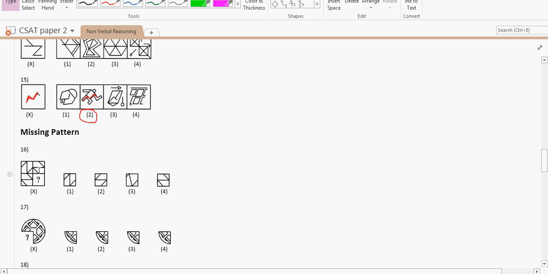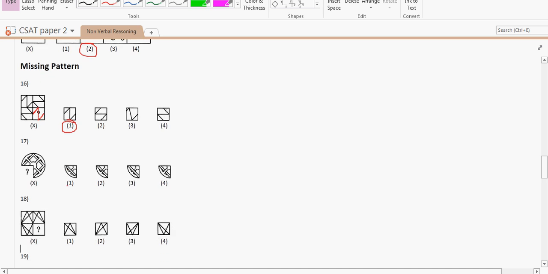Then is the missing pattern. So there is a pattern given here. You have to find the missing part. Let's see this example. So what should be the missing part? It should be joined, right? Something like this, and it has to be parallel, right? So something like this should be there, and then something like this should be there. You can very easily reconstruct this. So what option choice is here? Answer 1, right?